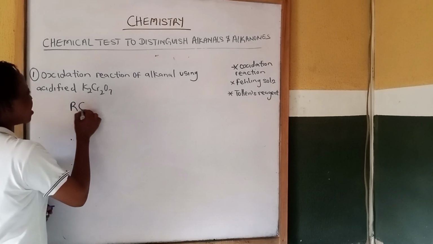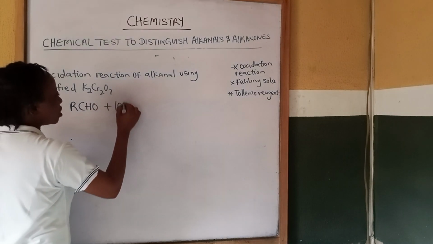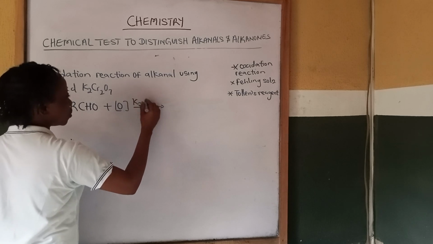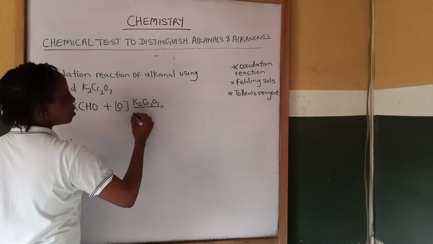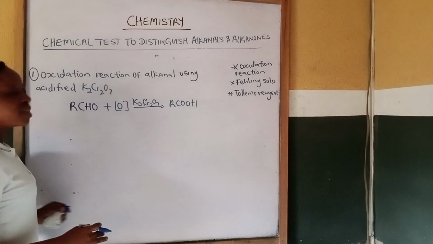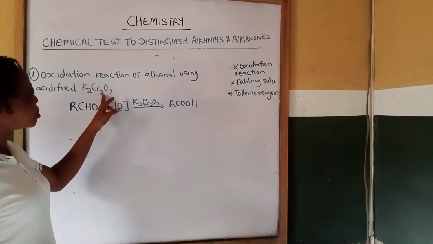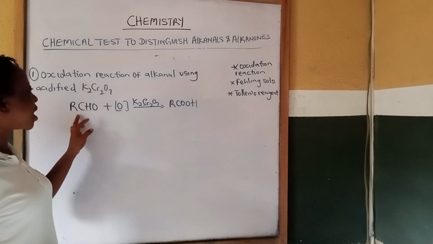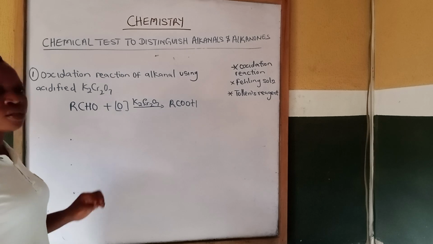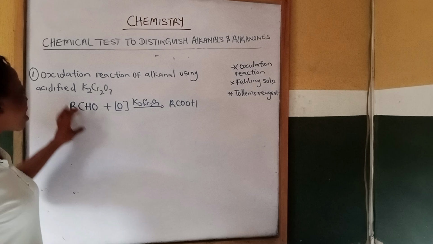That is, alkanal is RCHO, in the presence of your oxidizing agent, oxygen, and in the presence of K2Cr2O7. So it will oxidize to what? To alkanoic acid. I've explained that under the chemical properties of alkanoic acid. So the orange color of potassium dichromate, when reacting with alkanal, will change to the green solution of chromium 3 ion.